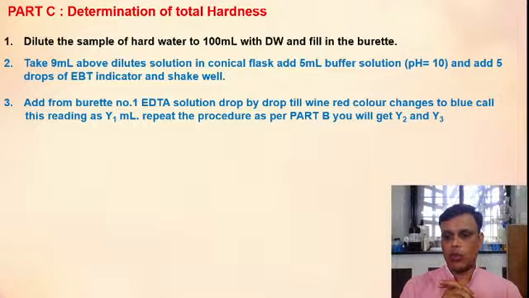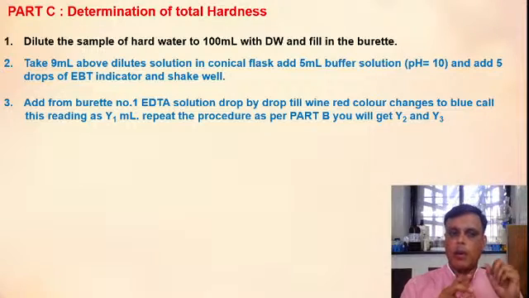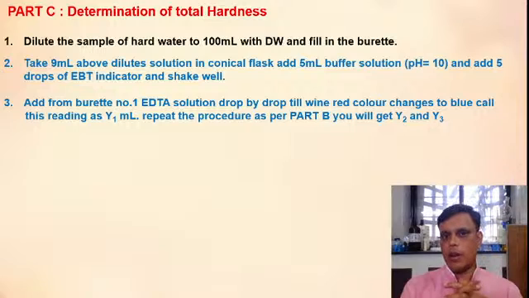No, blue color will not come. See, what have you done? You have taken 9 ml diluted solution, added 5 ml buffer solution of pH 10 and 5 drops of EBT indicator. Which color will you get? Red color, wine red color. Very good. You will get wine red color after shaking.